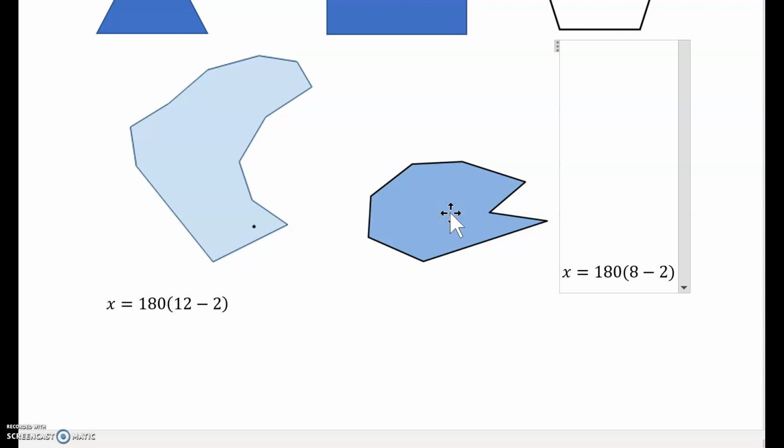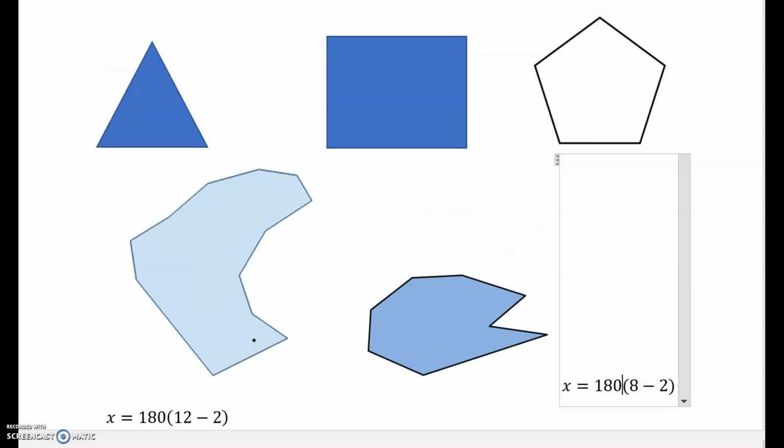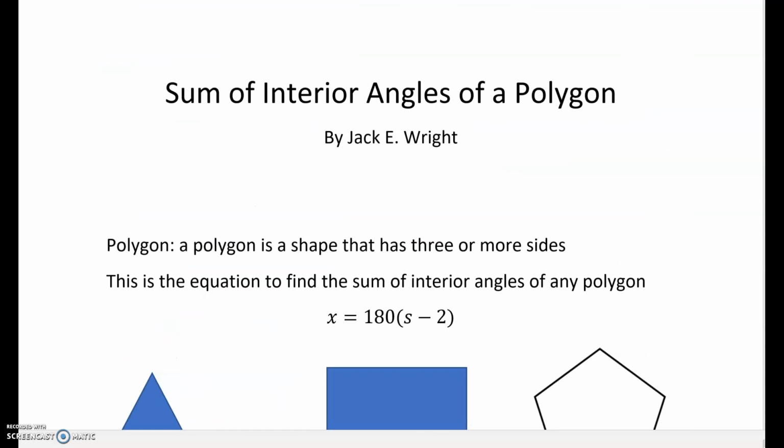So this next one is a polygon because it has 8 sides, but this one looks like a weird Pac-Man. That's what it looks like. It's kind of funny. But this one has 1, 2, 3, 4, 5, 6, 7, 8. So then you implement the number 8 into this equation. 8 minus 2, which is 6. And you do 6 times 180, which is 1,080. This is my second project on sum of interior angles of a polygon.